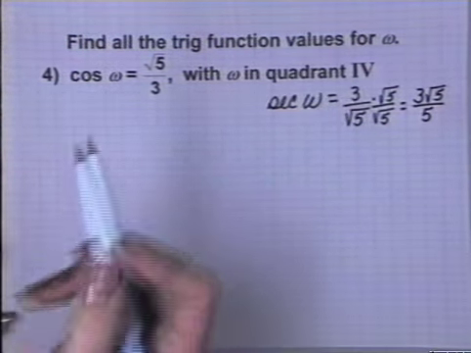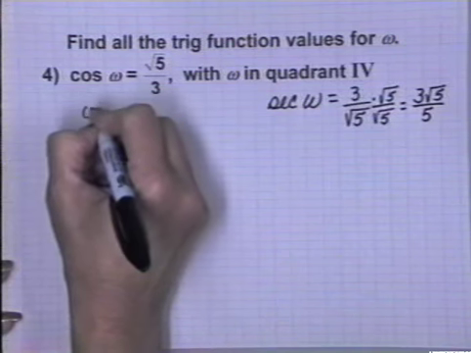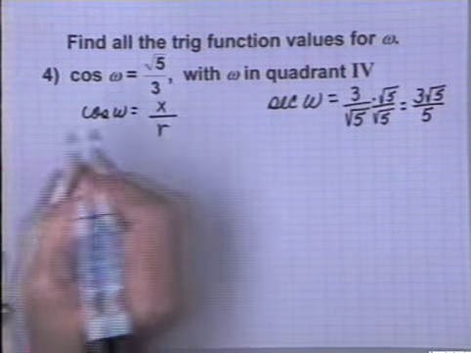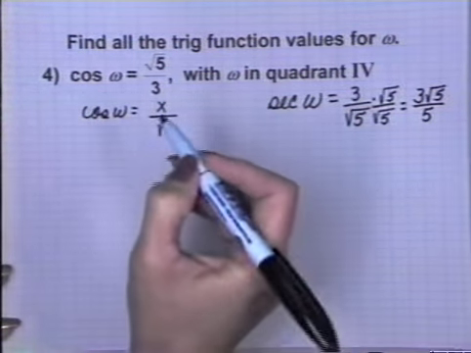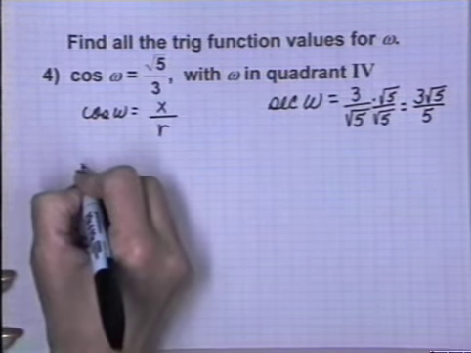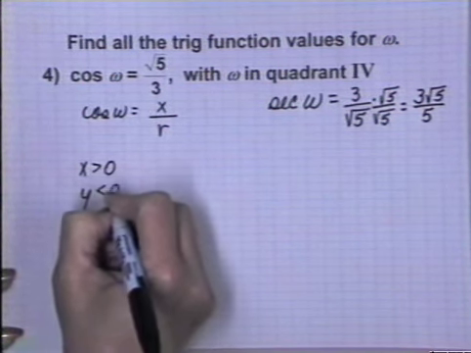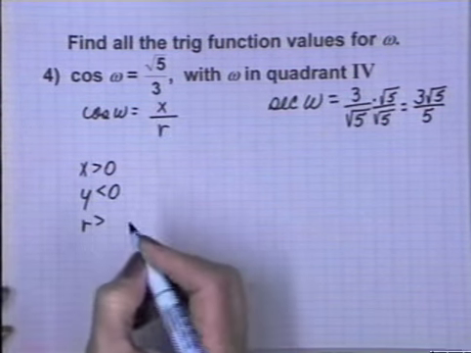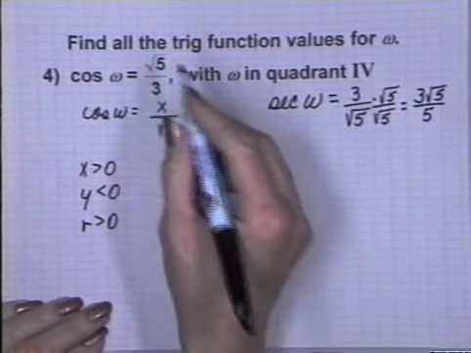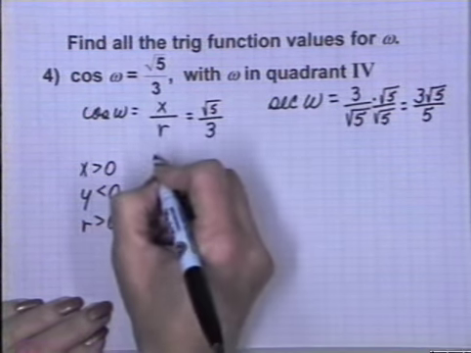Now, I know that because it is a cosine function, it represents an x value divided by r. In the fourth quadrant, I know that my x is greater than 0 and my y is less than 0. And of course, it doesn't matter what quadrant, r is greater than 0. So in this case, my x is a positive square root of 5, and my r is a 3.